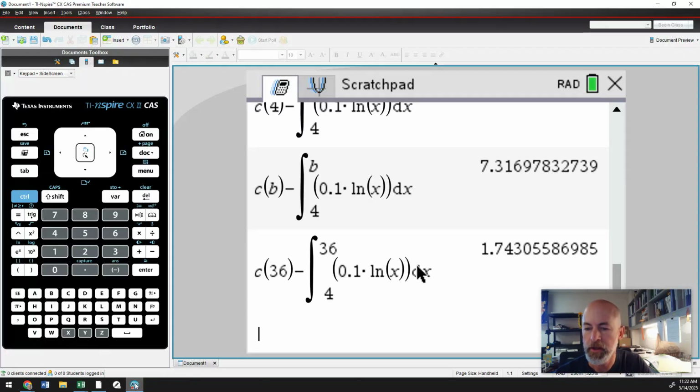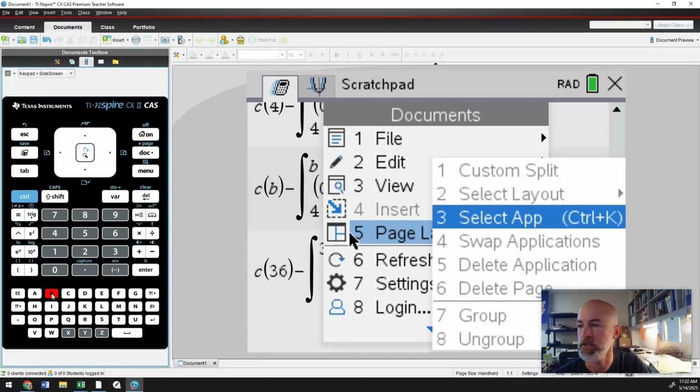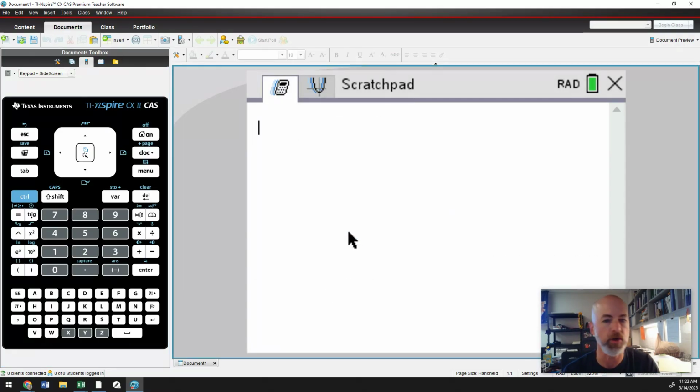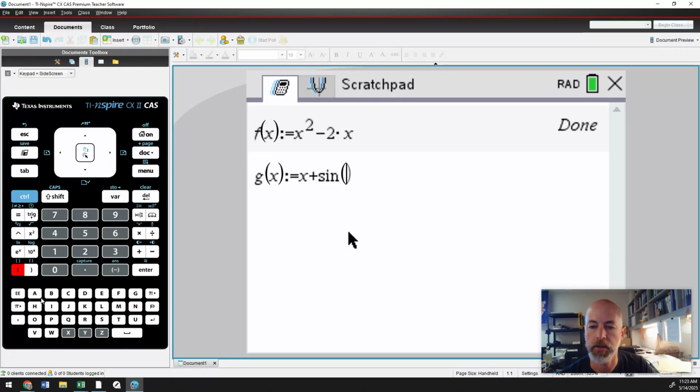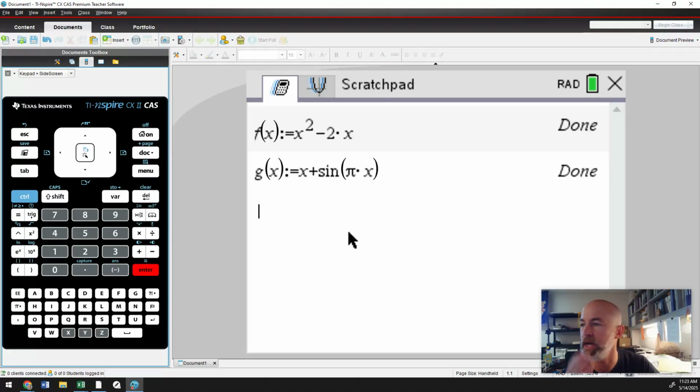So I'm going to go to my calculator. Let me clear this out. This is my stuff from question number 1. So let's clear the calculator. There we go. All right, and so let's start defining. So f of x colon equals x squared minus 2x. There we go. And g of x is x plus the sine of pi x. I am in radian mode. Everything is good to go.